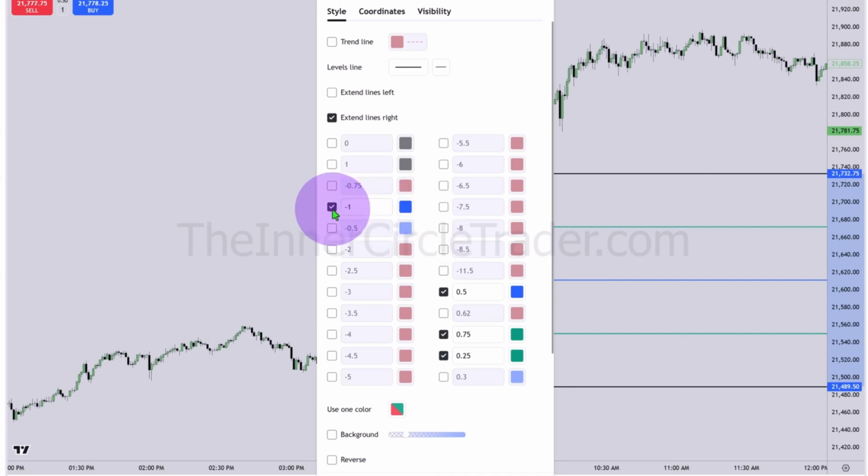I'll untoggle this for now. These are the settings. So this is the lower quadrant, upper quadrant, midway point, or consequent encroachment. And then you can highlight 0 and 1, which is going to give you basically the same levels that I've already highlighted here with those black lines. So it would look like that.